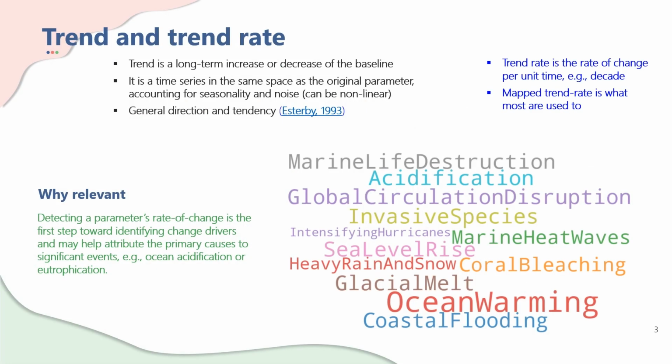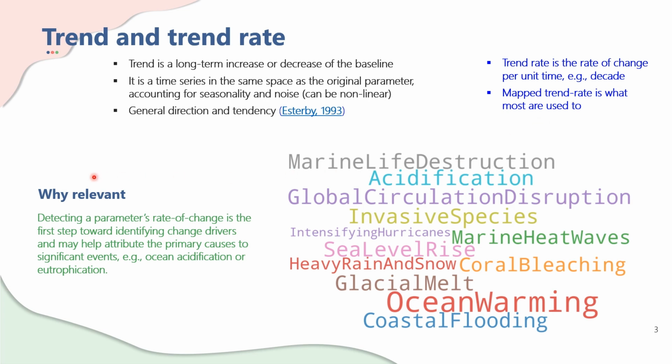So what is trend? In our context, a trend represents a prolonged increase or decrease in sea surface temperature. It is also a time series in the same parameter space, accounting for seasonality and noise, and can be nonlinear. So think of it as the underlying pulse of our SST, indicating the general direction and tendency over time. So what about trend rate? This refers to how fast the change occurs, typically over a specific time frame, for example, a decade. Most of us are familiar with this when we think about trend maps.